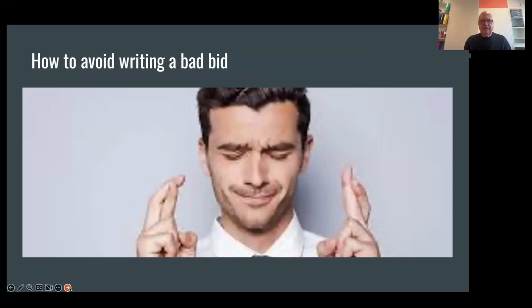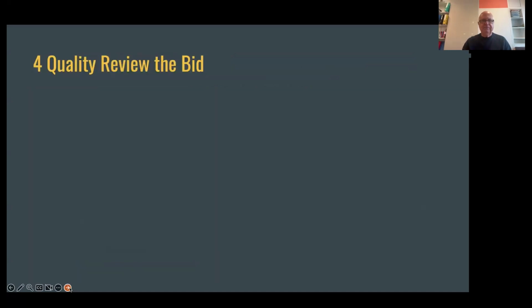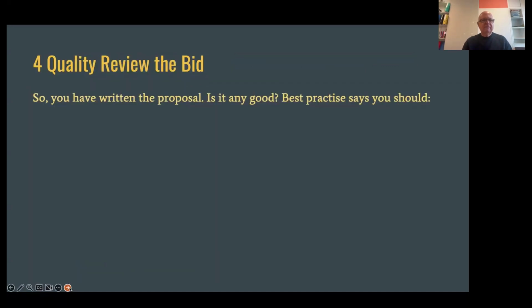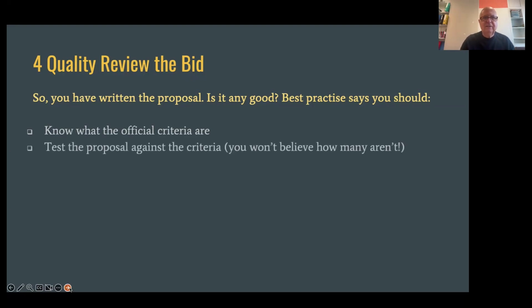So let's take a breath here for a moment, and let's just make sure we avoid writing a bad bid. So you've written your grant application, you've written the proposal, you've worked really hard at it. Is it any good? So just make sure you tick on this. Do you know what the official criteria are? Have you tested the proposal against the criteria? And you won't believe how many haven't.